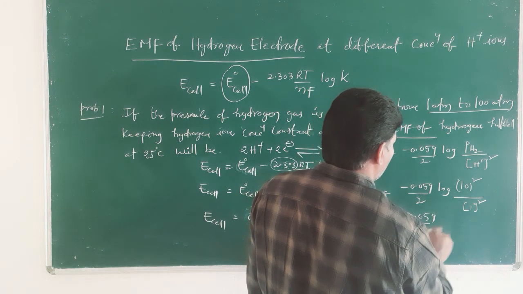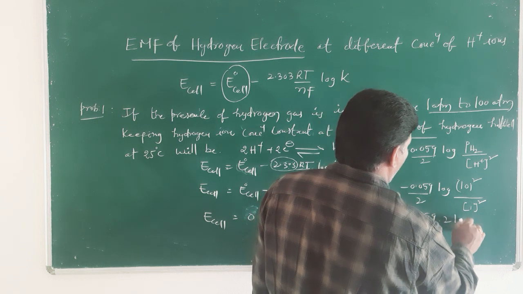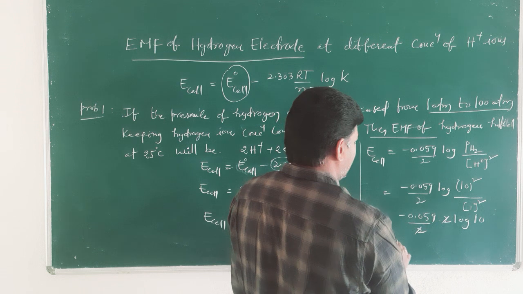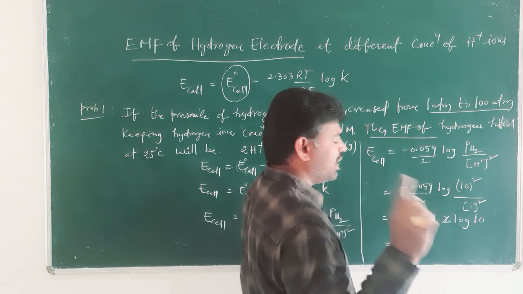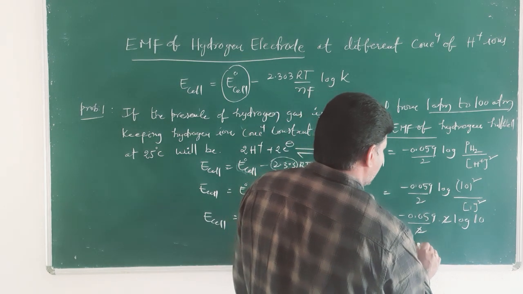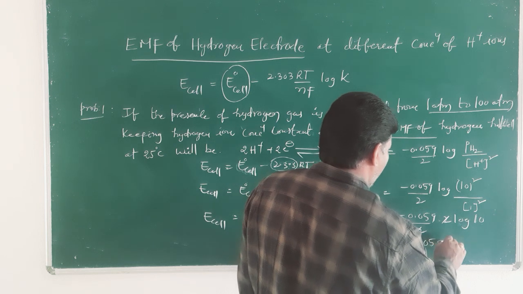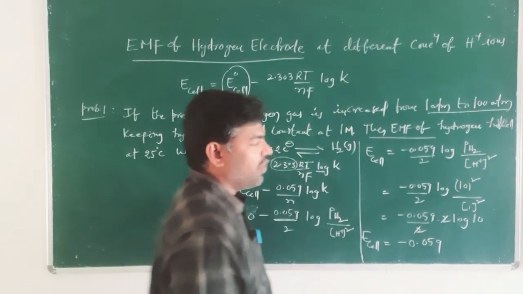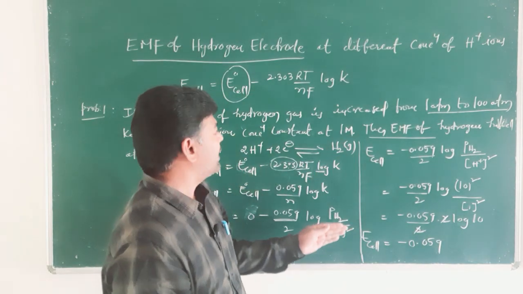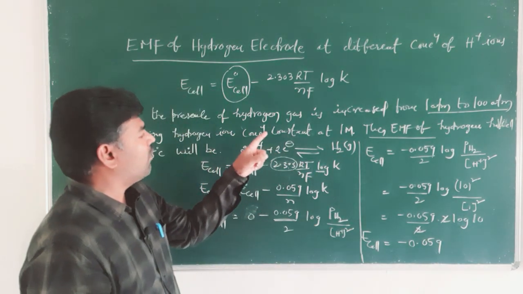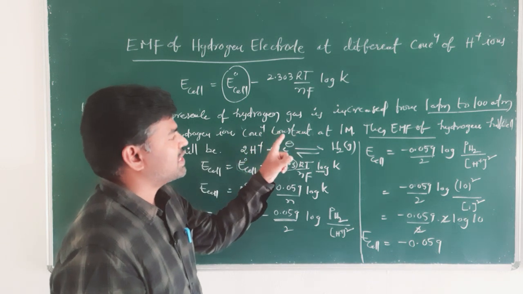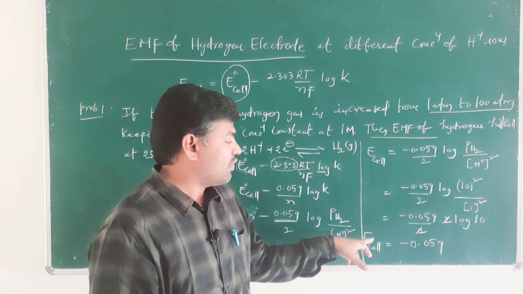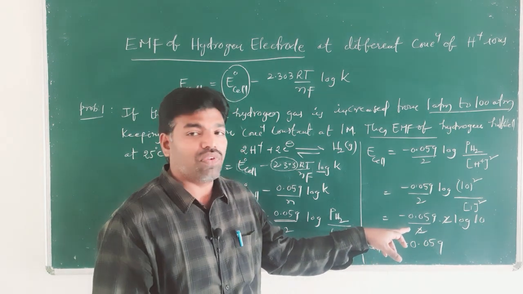0.059 by 2, this can be written as 2 log 10. This 2 cancels, and the log 10 is 1. Therefore, the EMF of the cell is minus 0.059. So, the EMF of the hydrogen half cell at 1 atmosphere, at 1 molar concentration of H plus ions, and at 100 atmospheric pressure is E cell equal to minus 0.059.